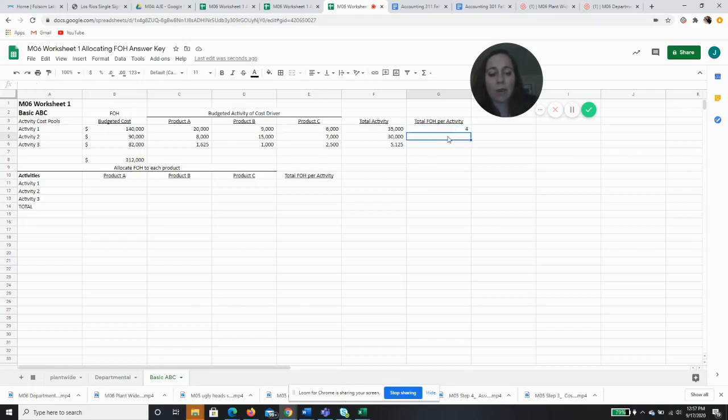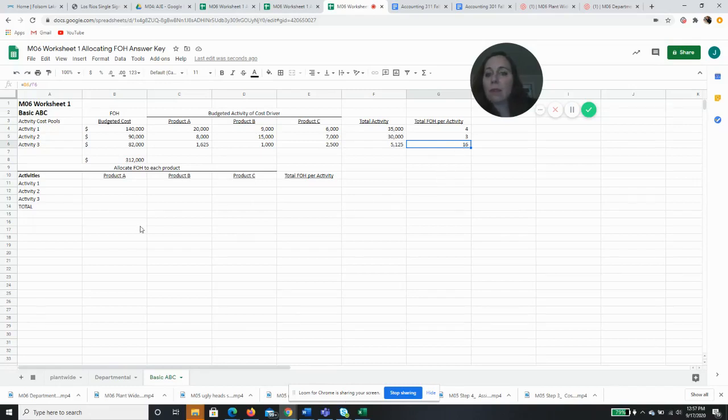We'll do the same thing for activity 2. We take the total cost, divide it by the expected level of activity. And for activity 3, we'll do the same thing, total cost divided by expected level of activity. So for activity 2, we would allocate $3 of factory overhead for every 1 unit of that activity. And for activity 3, we would allocate $16 of factory overhead for every unit of that activity.